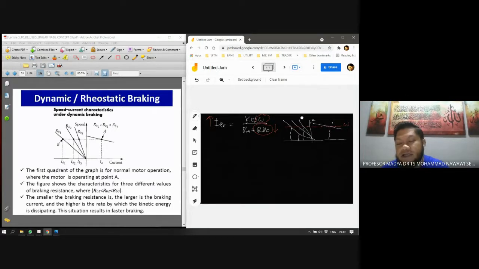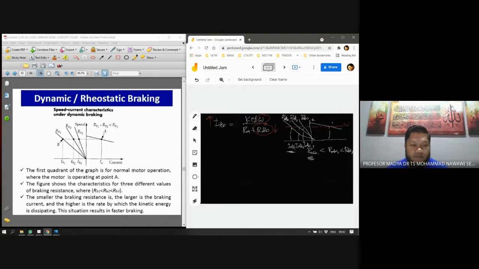The slope of the characteristic actually depends on the RB. Here you have RB3, RB2, and RB1, and we know that RB1 is less than RB2, which is less than RB3. Therefore, you have IB3, IB2, IB1. So the smaller the R, the higher the current. Okay, so that's the speed-current characteristic displayed here.